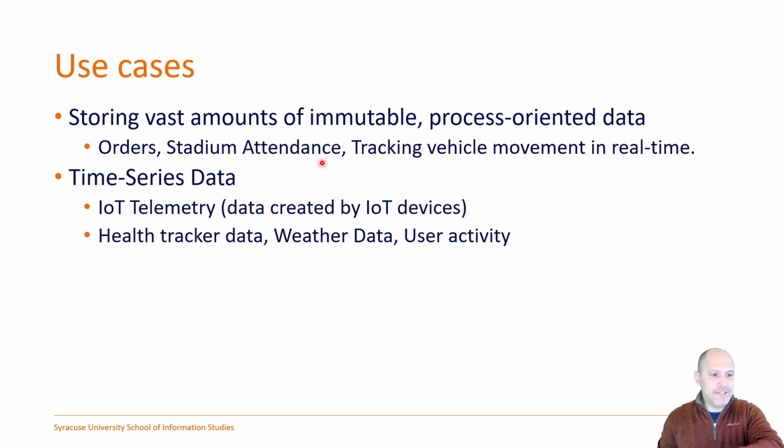So fitness tracker data, weather data, user activity data, this is all stored in wide column. My bet is if you look at any of these fitness trackers and how those companies are storing their data, I would almost guarantee that they're using some kind of wide column database.